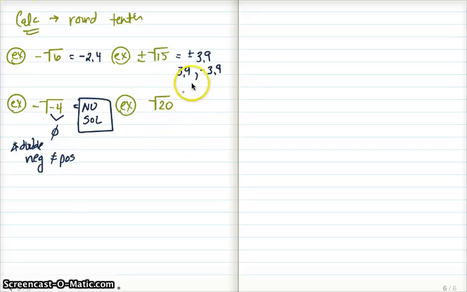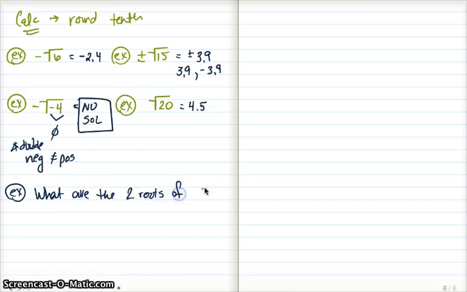Here, square root of 20, we're going to get 4.5. It's just going to be positive because remember the radical sign indicates just the positive root. And let me just ask you another question here. What are the two roots of 225?